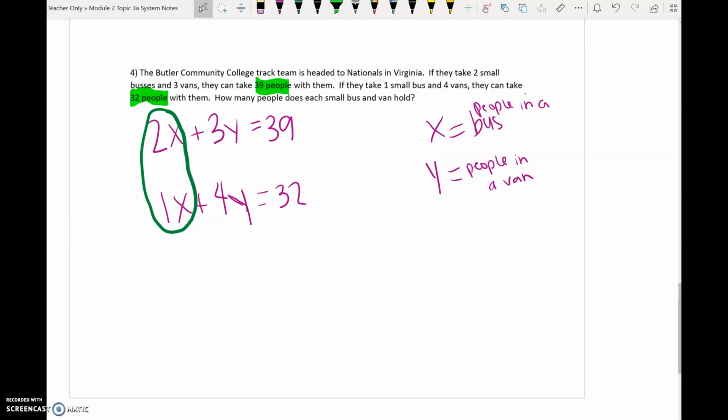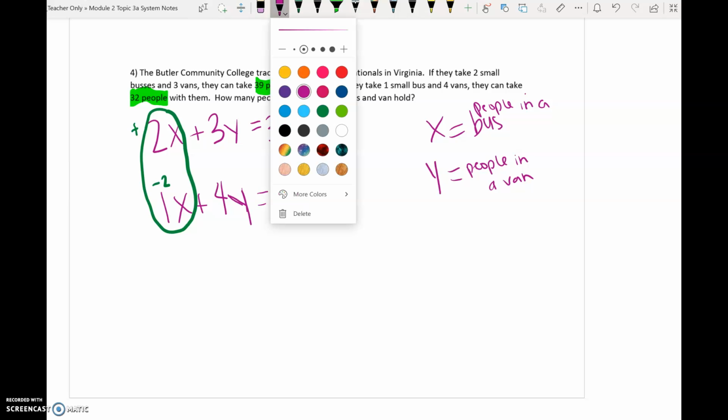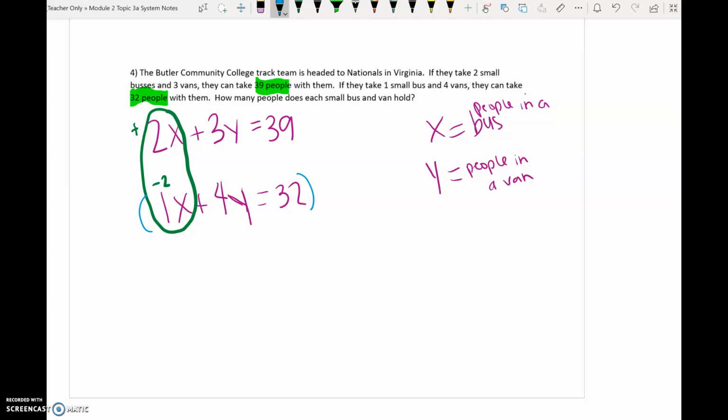And what I mean by match is I want them to have the same number but opposite signs. So this is a positive 2, so that means this really needs to be a negative 2. So I need to think about what I can multiply 1 by to make negative 2. And the answer is negative 2. So I'm going to go ahead and multiply this bottom equation by negative 2. I'm going to multiply the whole thing by negative 2.